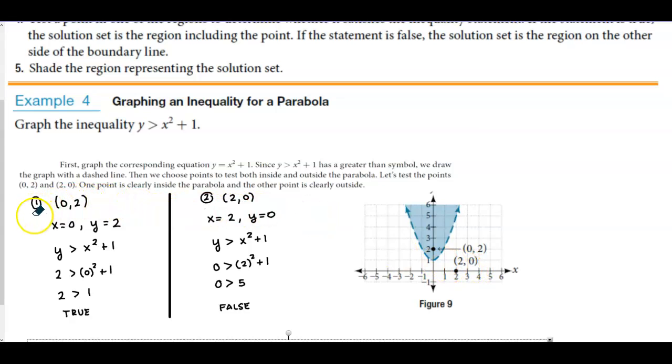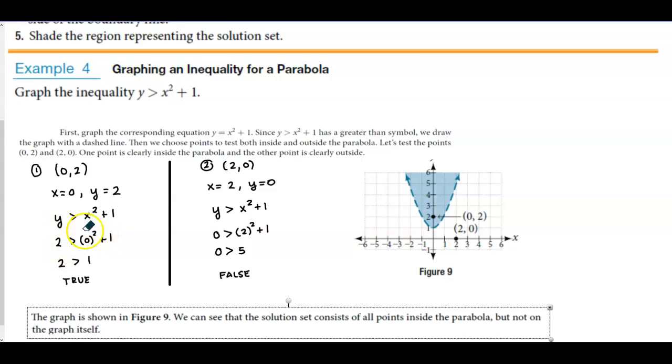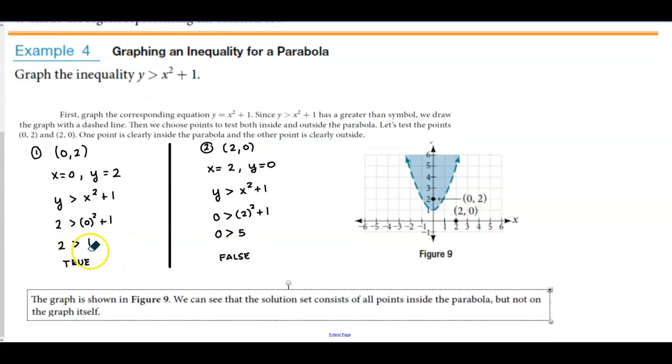So let's go ahead and plug the ordered pair (0, 2) into our inequality. Since x is 0 and y is 2, we're going to substitute it into that inequality. So y is 2, x is 0. We get 2 is greater than 0 squared plus 1. And is 2 greater than 1? Yes, it is. So therefore it's true for the ordered pair (0, 2).